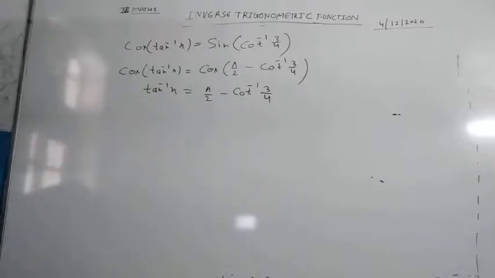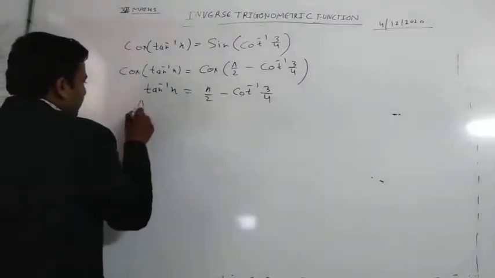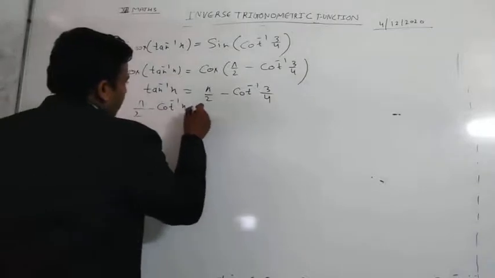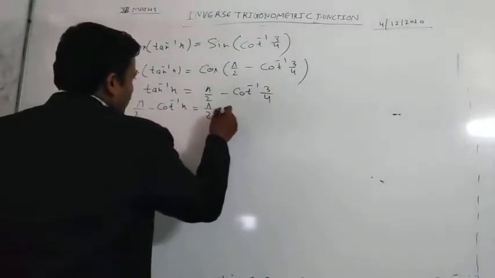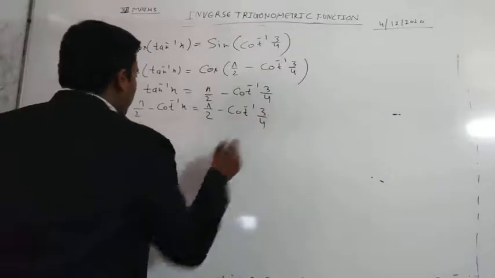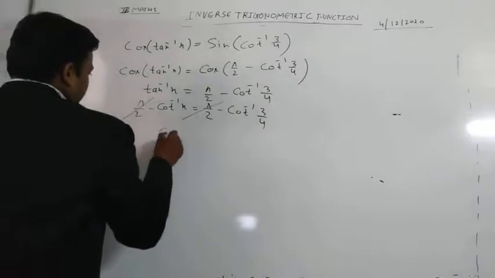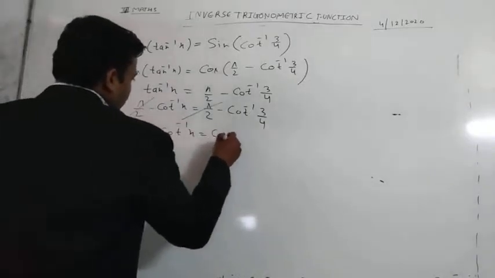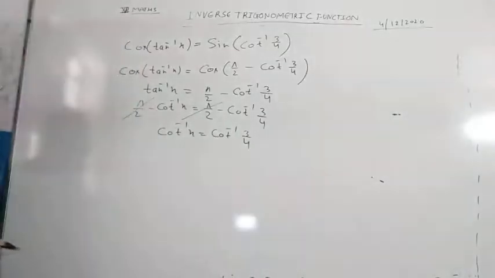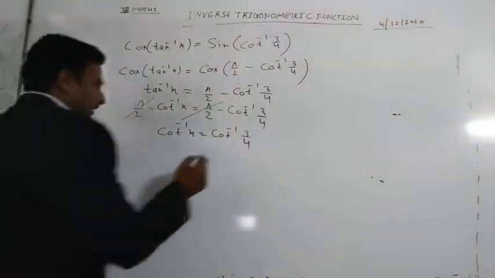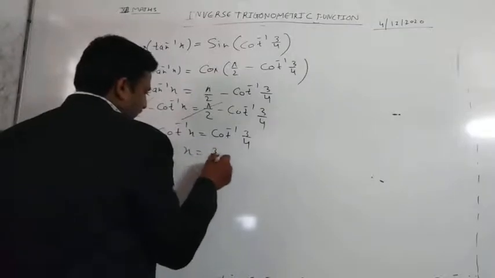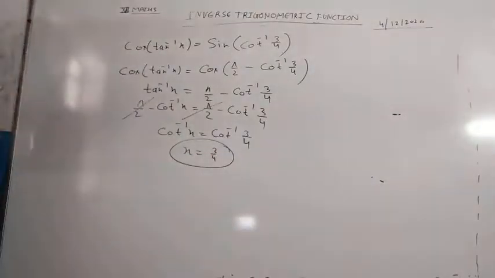And this tan inverse x we can also write as pi by 2 minus cot inverse x. So it will be pi by 2 minus cot inverse 3 by 4. So this pi by 2 cancels. So cot inverse x is equal to cot inverse 3 by 4 from here. Now we will find the value of x after comparing both sides. So x will be equal to 3 by 4. Okay. Now we will see the next question.